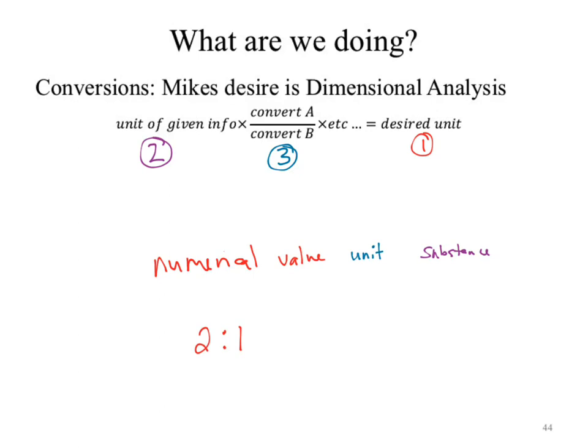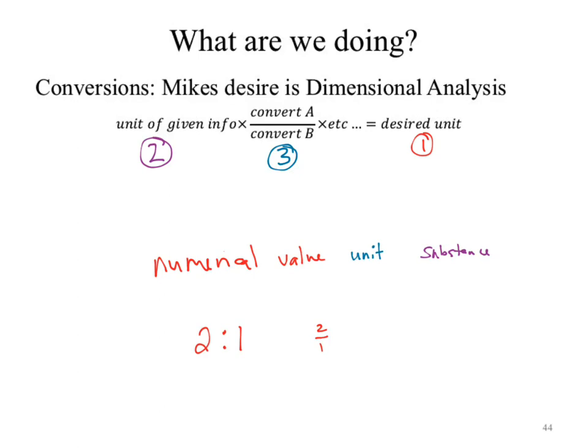Okay, 2 over 1. I'm fine with that too. 2 over 1, what the? Right. Okay. 2 over 1 is a numerical value. Does that change anything about the unit or the substance? No. The numerical value is absolutely useless if you don't know what it means. That's the unit and the substance.